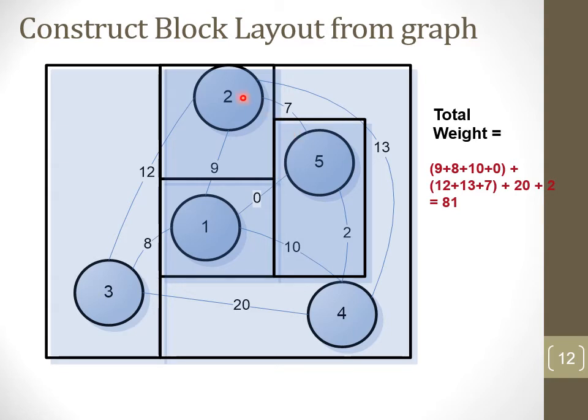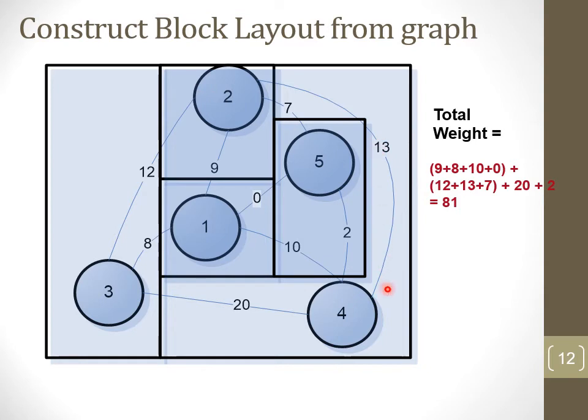Look at 2 and 4. Departments 2 and 4 must be adjacent because of this link. And in order to have that adjacency, this department 4 has a weird shape. You see? It is something like a U.